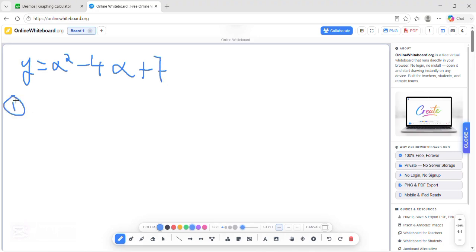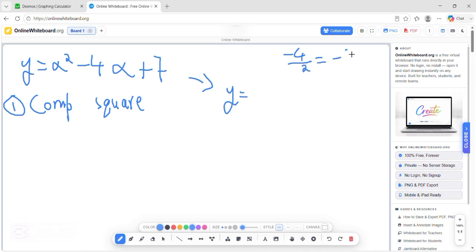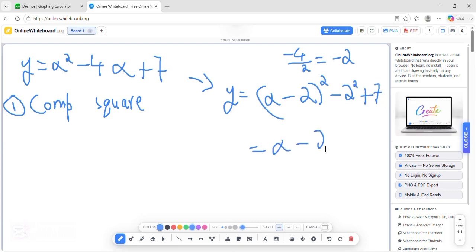The first thing we want to do is complete the square. We take the coefficient of x, which is minus 4, and we always divide it by 2, and you get minus 2. So you write x minus 2, whole squared, and then you subtract minus 2 squared, and you write the constant. This gives you x minus 2 squared minus 4 plus 7, and finally you get x minus 2 squared plus 3.